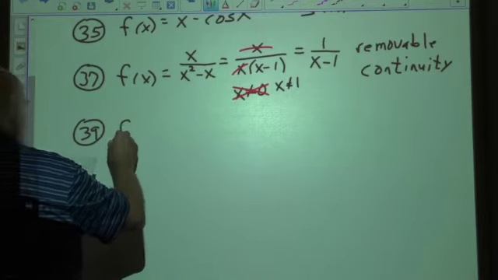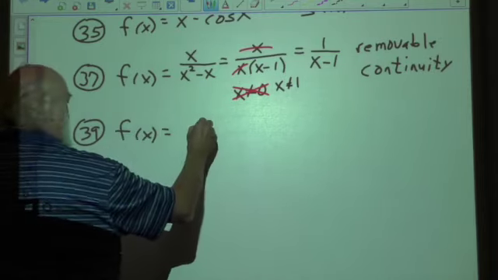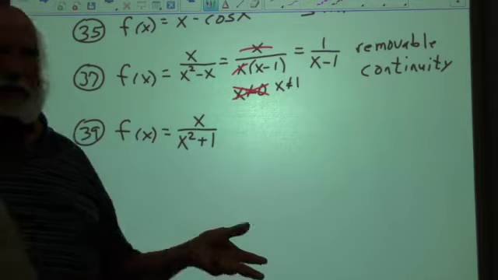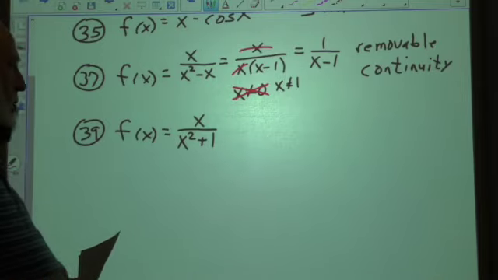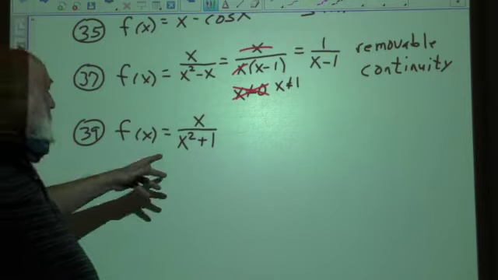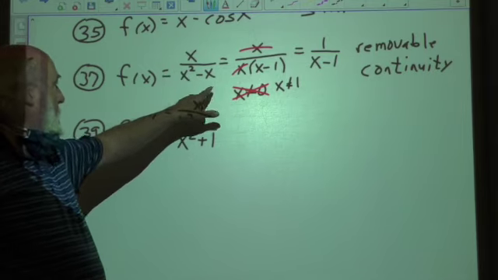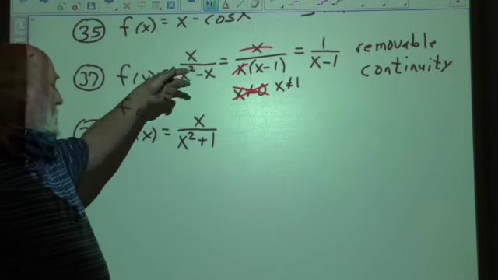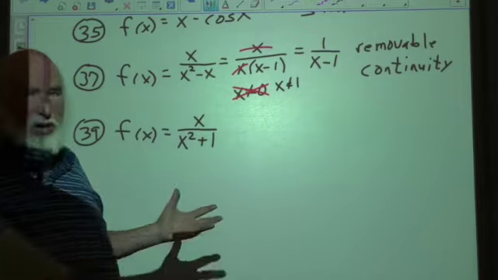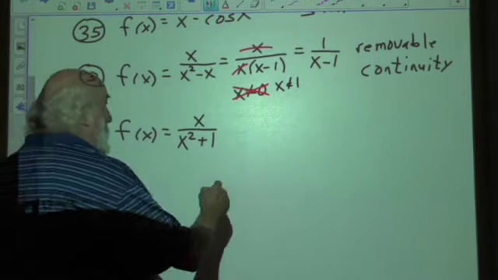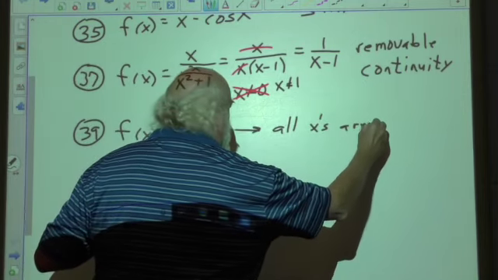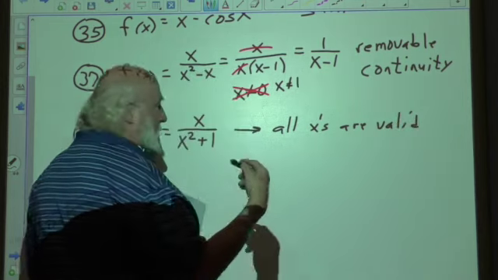Number 39, we have f of x equals x over x squared plus 1. Now, this is an interesting one because of the denominator. We do have a denominator here, and if it's possible to get zero for that, then we have to deal with trying to remove something. But unlike the last one, where we had two options of getting 0, x squared is always a positive number. Any positive number added to 1 will never give you 0. So just like the first two, all x's are valid. So this is a continuous function.